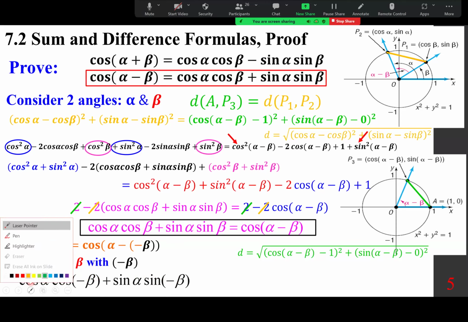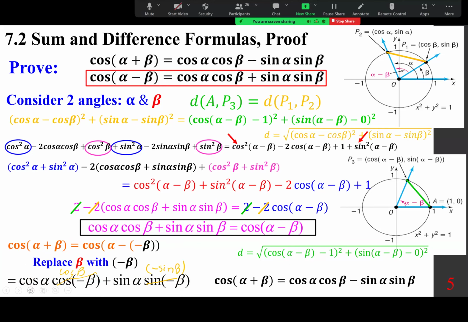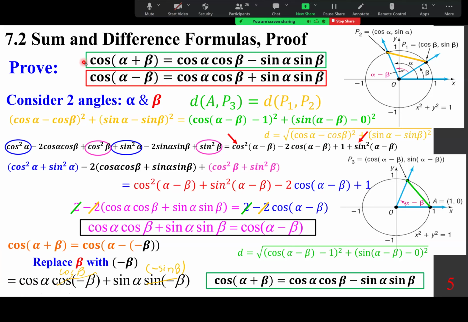So this is the same as cosine beta, doesn't change. But this one is minus sine beta. And therefore, cosine of alpha plus beta is cosine alpha cosine beta minus sine alpha sine beta, which is the first one. So that's the proof.